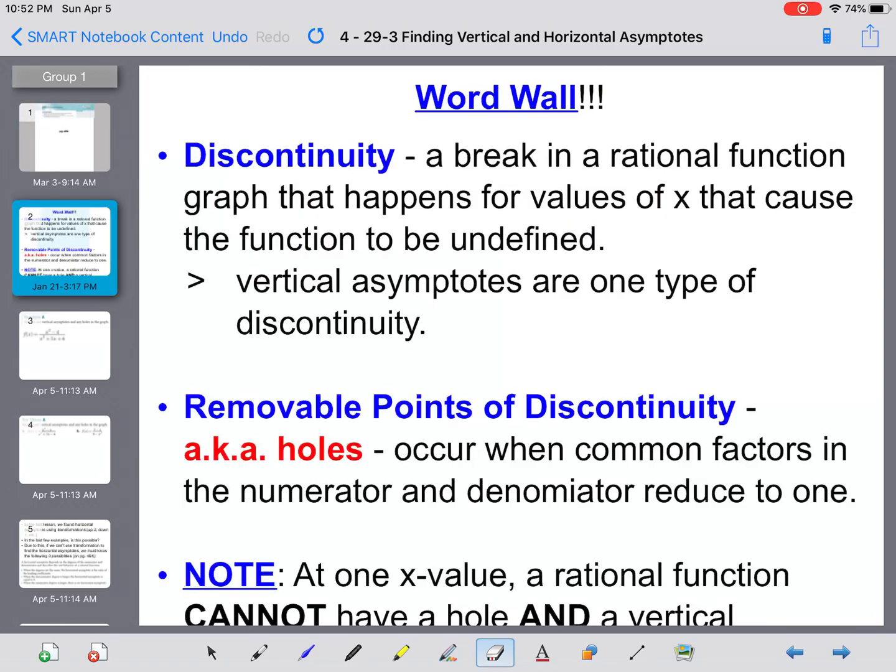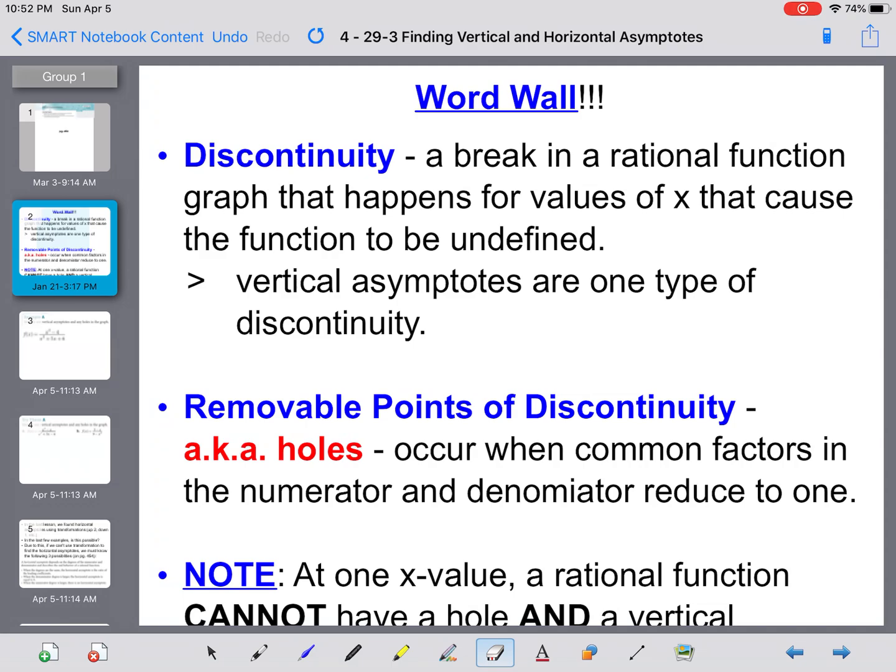So here we go. We got some things for the word wall. Obviously, we don't really have a physical word wall unless you're still keeping notes on the one you had. If you are, that's great, but check it out. Today we're going to talk about some discontinuity. We actually talked about that already, but we're just giving it a vocab word.